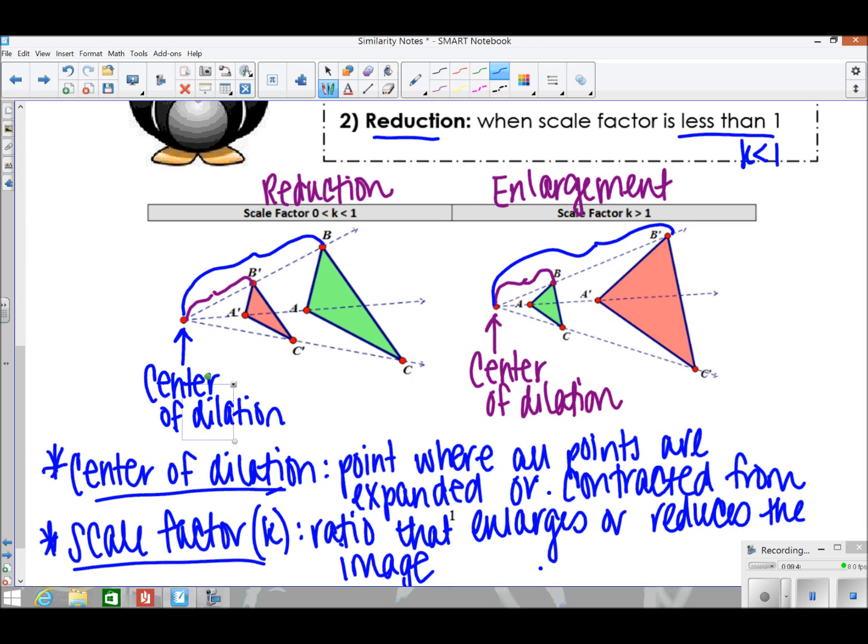Once you are good with those definitions, let's actually try some dilations. The first thing we're going to do is dilate a triangle in plane space, meaning not on a graph. You're going to need your compass and straight edge for this because there's no grid to be able to count. And then we're going to look at one on a graph. So make sure you have your compasses and straight edges handy so we can use those on the next page.